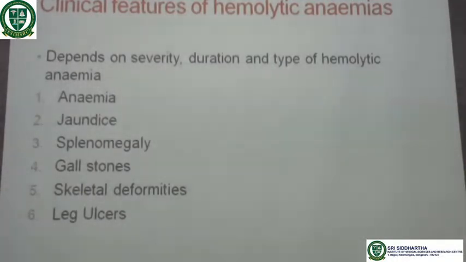Depending upon the severity, duration and the type of hemolytic anemia, we have a lot of diseases under hemolytic anemia. In such anemia we get jaundice, splenomegaly, gallstones, cholelithiasis, and a lot of skeletal deformities because of extramedullary hematopoiesis. We even see leg ulcers. We will discuss all these conditions in the next PPT classes.